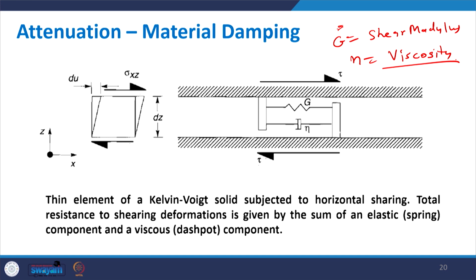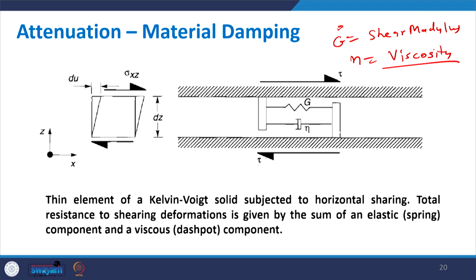So G will represent your strength, while viscosity will provide the damping properties. Let us say I have this element which gets deformed in the x direction by an amount du. u is the particle displacement in the x direction, and so you have dz and dx. For a thin element of a Kelvin-Voigt solid subjected to horizontal shearing, the total resistance to shearing deformation will be given by the sum of the elastic component as well as the viscous component.